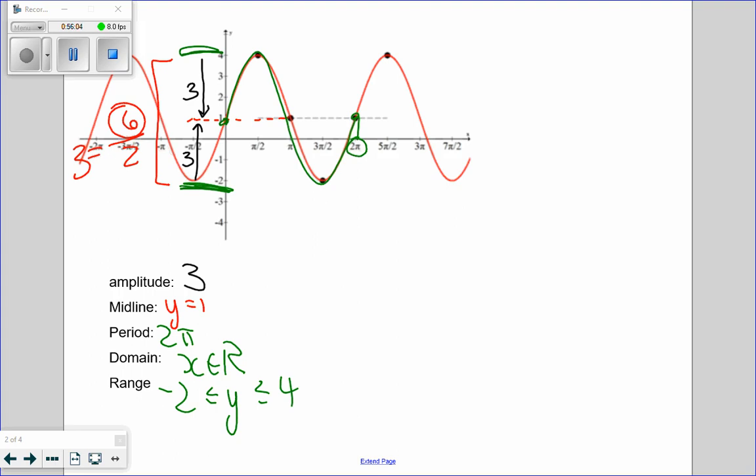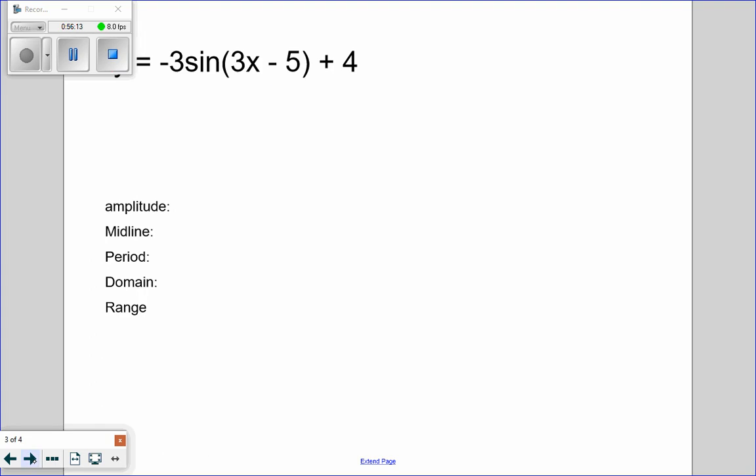Most kids have an easier time going from the graph to the stuff than going from the stuff to the graph. It tends to be kind of a one-way street. Oh, now the buttons are working.